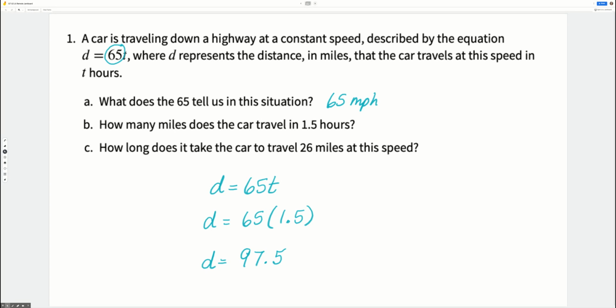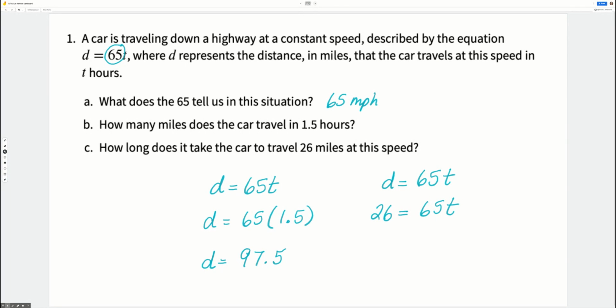So what I always like to do is start with my equation again. So I'll write that again. D equals 65t. And this time, instead of knowing the amount of time, I know my distance. So I'm just going to plug these numbers right in. So instead of writing d, I'm going to write 26 equals 65 times t.